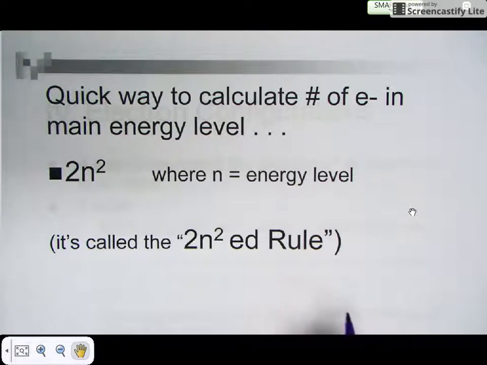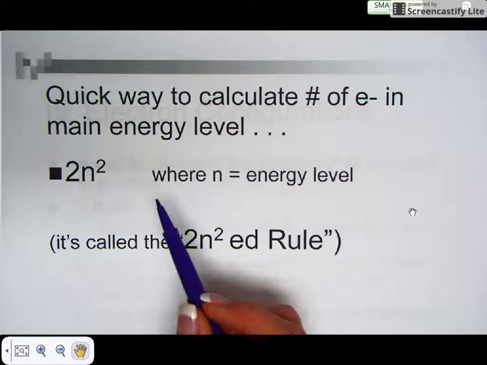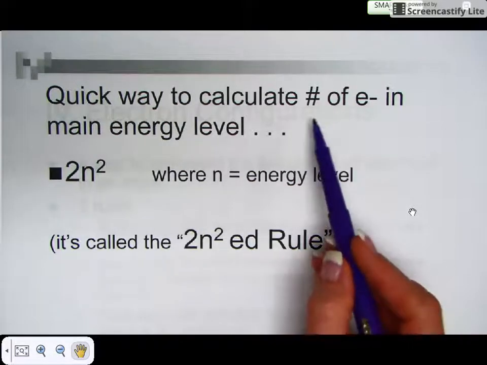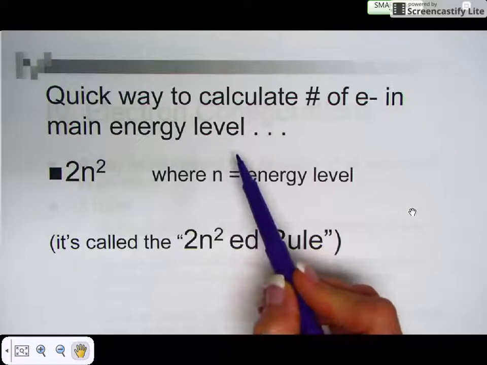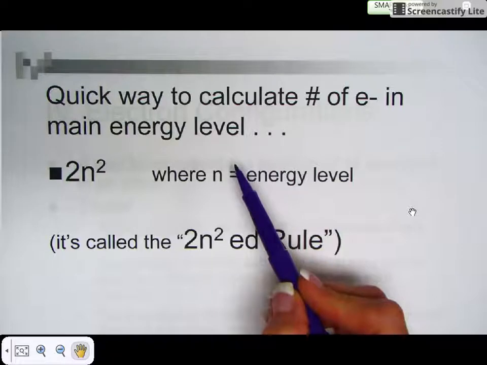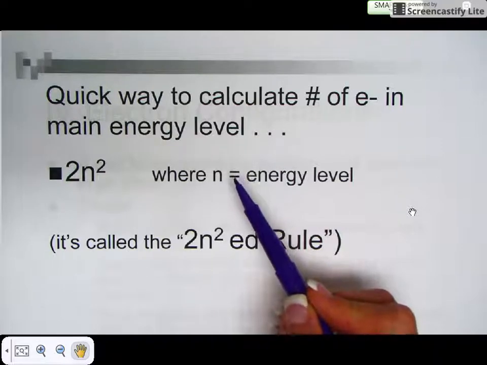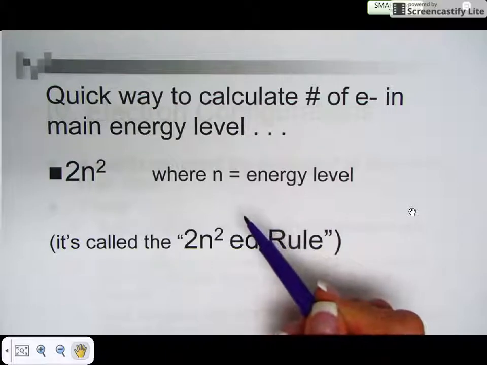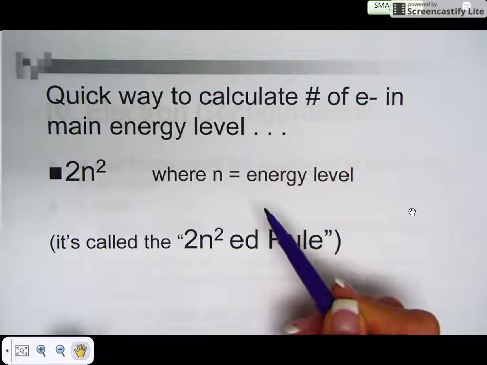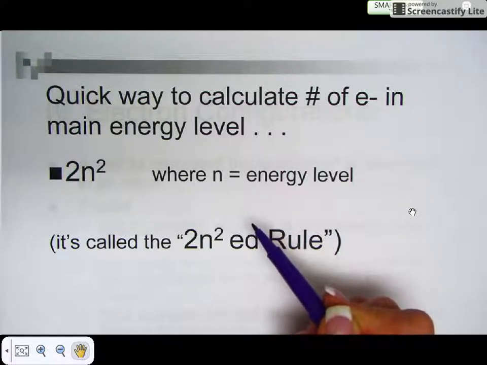Okay, today we're going to learn how to calculate the maximum number of electrons that can fit in a main energy level of your atom. Now, remember when we drew Bohr models back in chapter 4, we learned that your first energy level can hold up to 2 electrons, the second can hold 8, the third can hold 18. We're going to learn why that is in this unit.